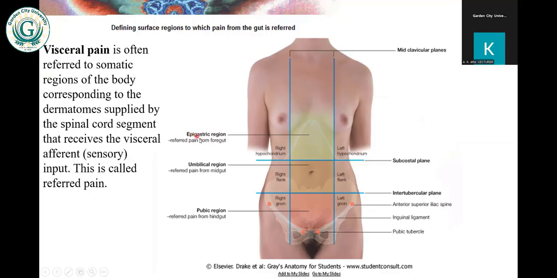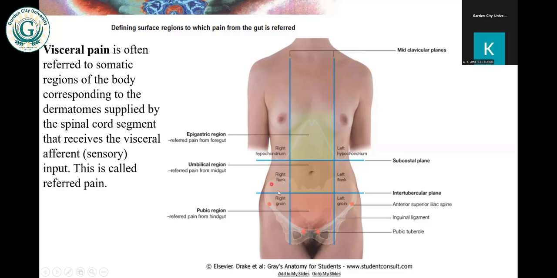Pain from the foregut will be referred to the epigastric region. Pain from the midgut will refer to the umbilical region. Pain from the hindgut will be referred to the suprapubic region. Let me use one to give an example.